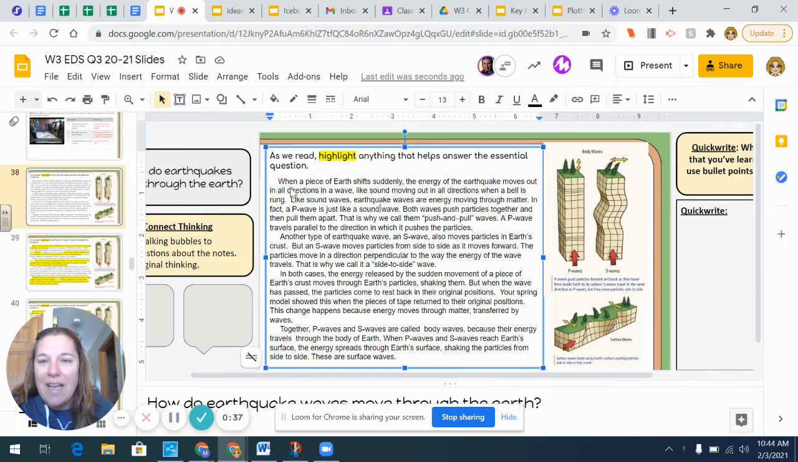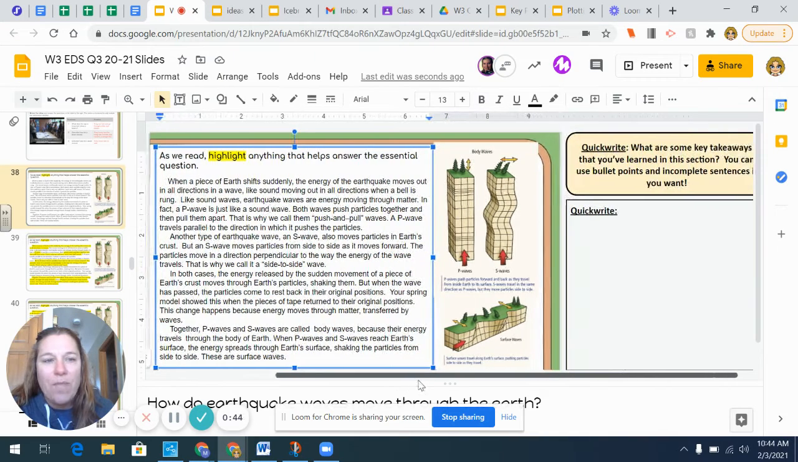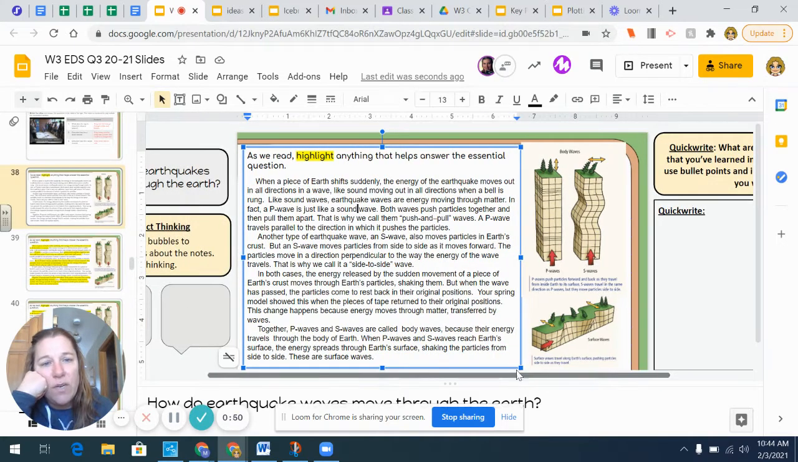Our goal is to highlight anything that talks about that question: how do earthquakes move through the earth? So we're going to highlight as we go. And then we should be thinking about what we're going to do as a quick write over here about what we've learned. So I'm going to start.